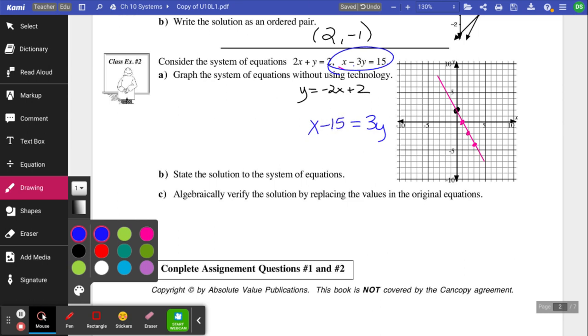If you kick it to the left side, it changes sign. Correct? We're getting pretty good at this. Yes, ma'am. Okay, now what? One last step. Divide by 3.